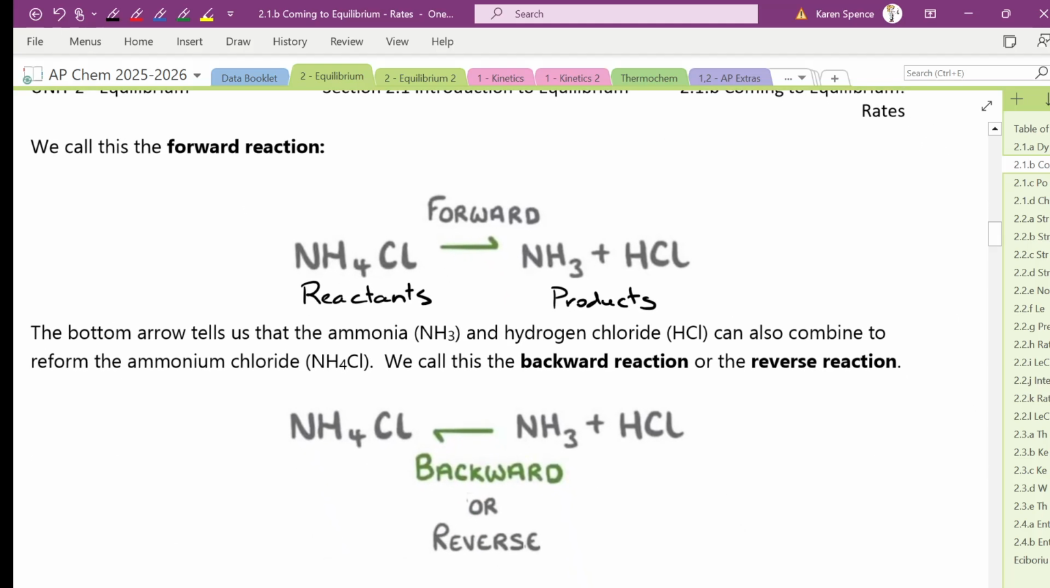Now we have also the reverse reaction, and we still call the stuff on the left-hand side the reactants, even though in the reverse reaction, those reactants are being produced, okay? And we call the stuff on the right-hand side the products, even though the products are reacting, okay? Just always whatever is on the left is the reactants, whatever is on the right is the products, okay?